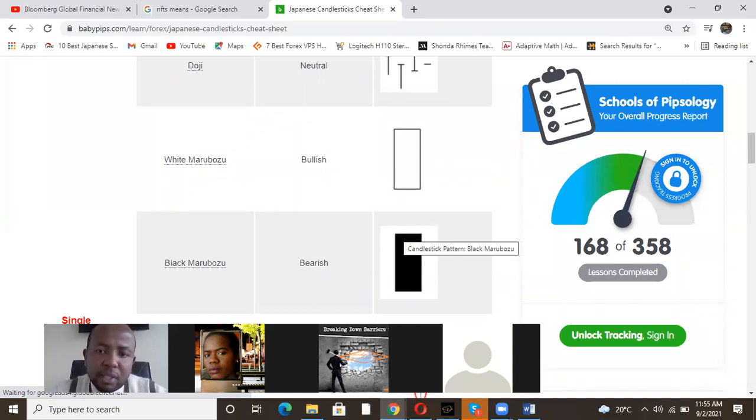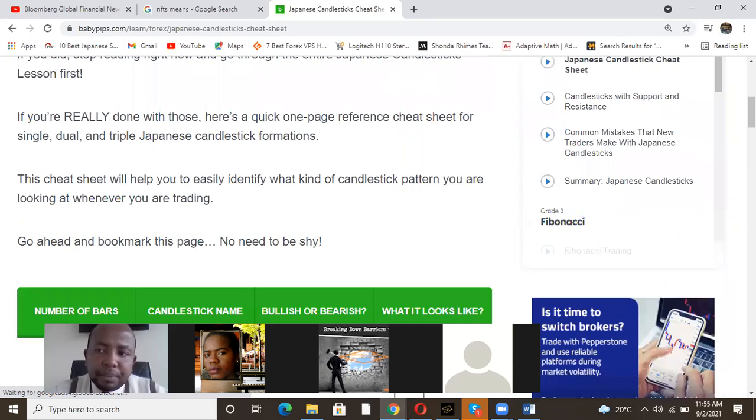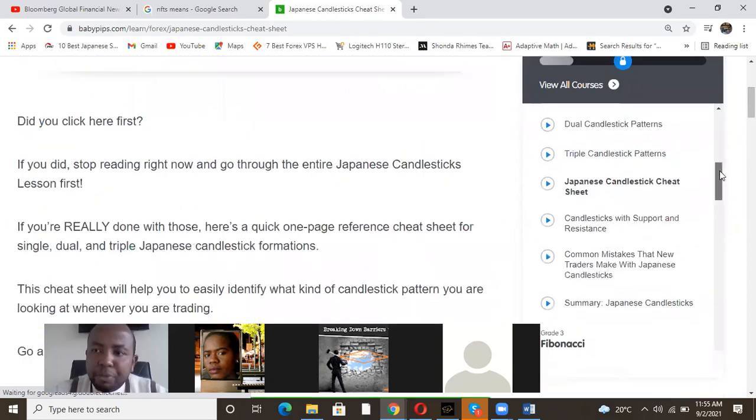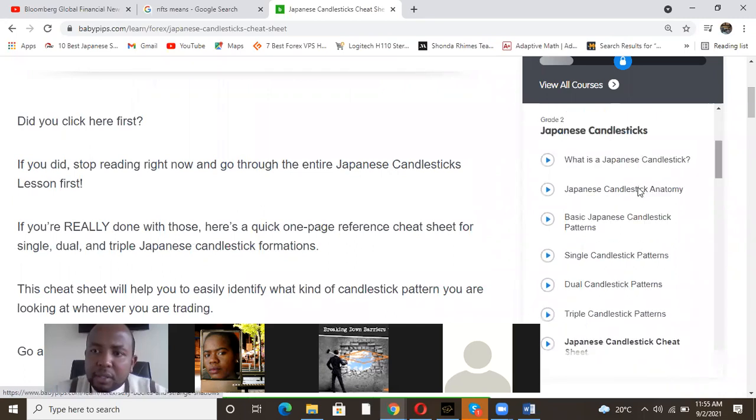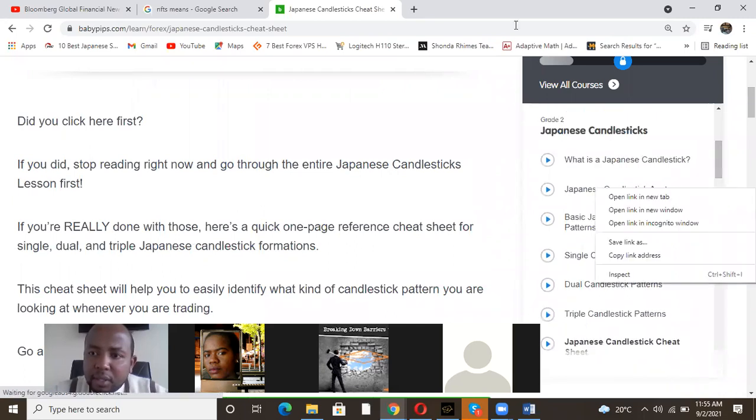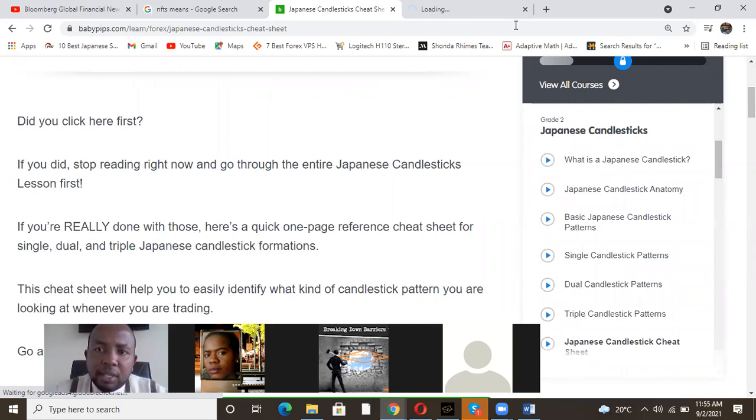Before we go on, let me show you something. I wanted us to also check the anatomy of a candlestick, this one. So let's have a look at it. Then we see the various candles, and then we are able to see how they are applied in the market. So in the next few minutes, they look like this.